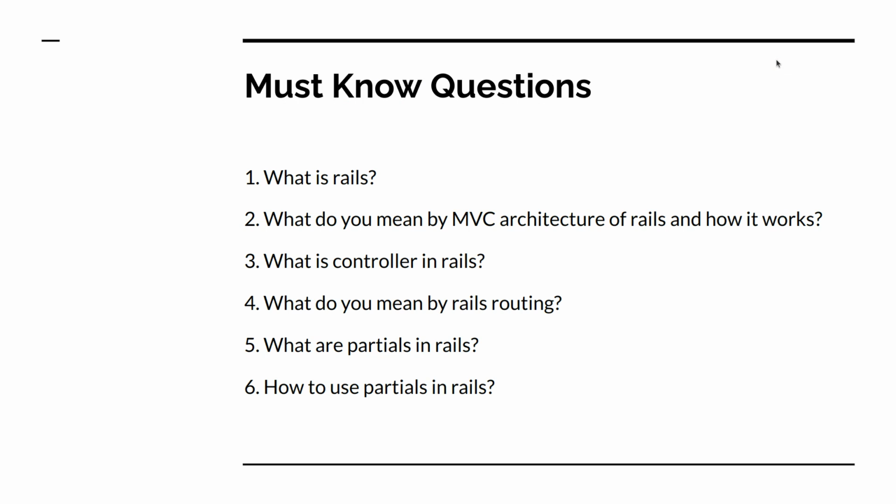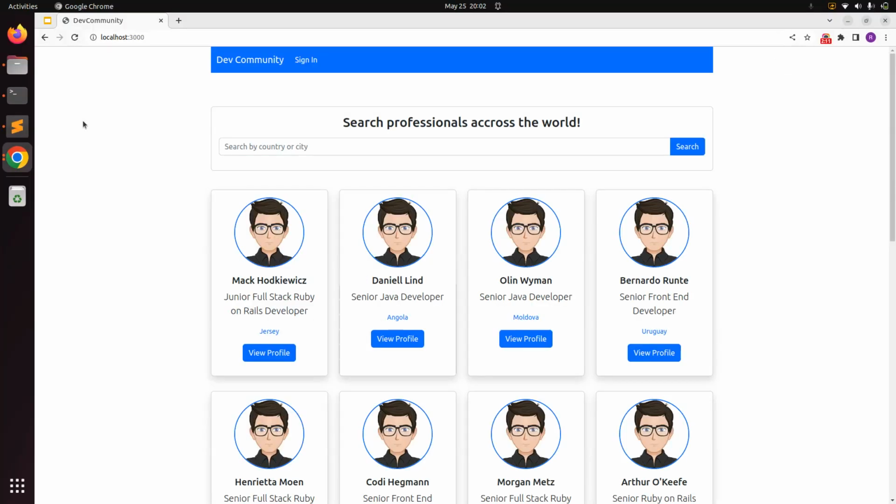Okay, now the next question is, what do you mean by MVC architecture of Rails and how does it work? Okay, so far we created a Rails application, we generated models, and we created controllers and view templates as well, but we haven't gone through what MVC actually is. Okay, so let's visit right now what MVC architecture is. So here you can see that right now I am at the index page or the landing page of my application. Okay, so we will start understanding the MVC architecture and how it works through this page first.